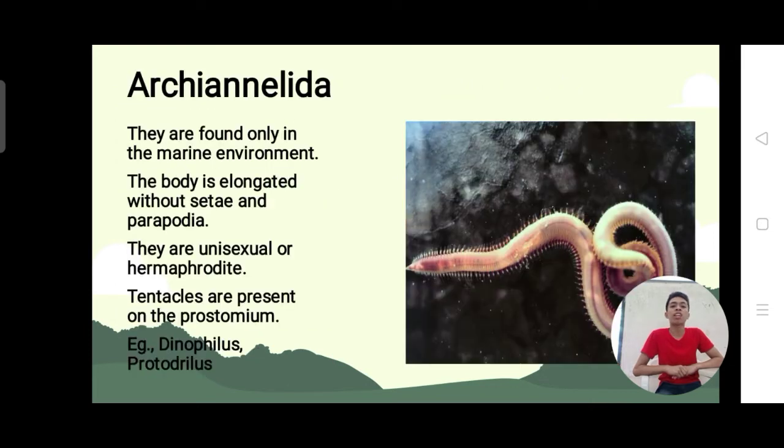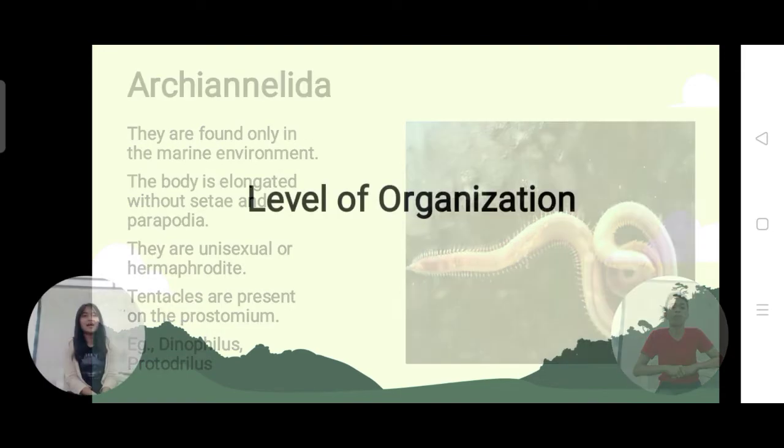Lastly is the Archiannelida. They are found only in the marine environment. The body is elongated without setae and parapodia. They are unisexual or hermaphrodite. Tentacles are present on the prostomium. Examples are Dinophilus or Protodrilus.